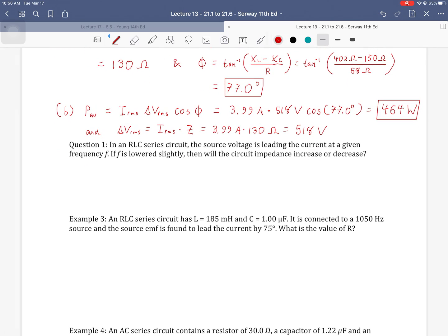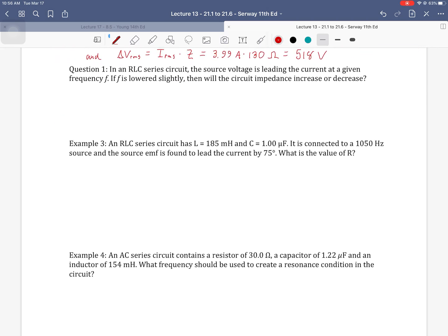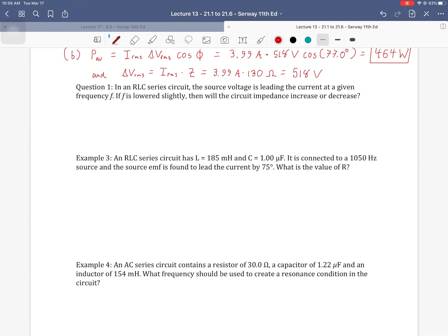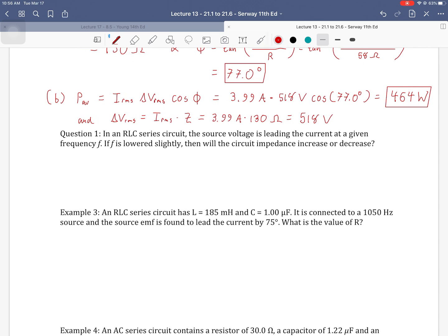All right, so let's see what else we want to take a look at here. We have a couple other examples. Some I will just leave for further practice. But let's take a look at our concept question before we wrap things up. So in an RLC series circuit, the source voltage is leading the current at a given frequency f. If f is lowered slightly, then will the circuit impedance increase or decrease? So what's going to be happening if we slightly decrease f?